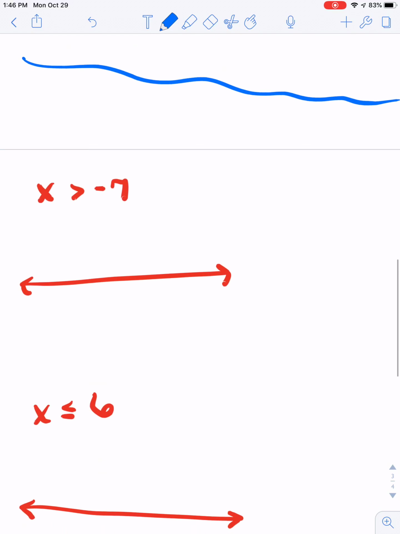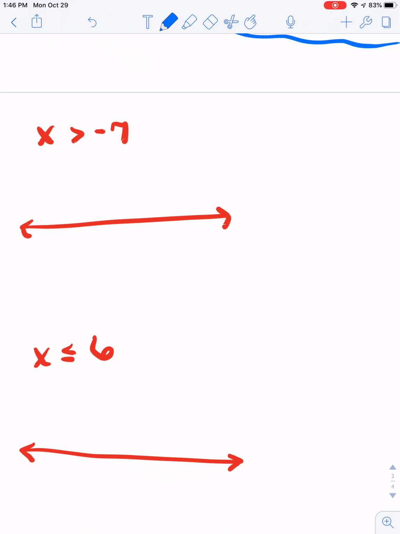Okay, on the next one, I have x is greater than negative 7. So this is an open circle because there's no equal to with the inequality. And the only number they care about right now is negative 7. So here's my negative 7, my open circle above it. Inequality points this way, so my line is going to go that way because the variable comes first.